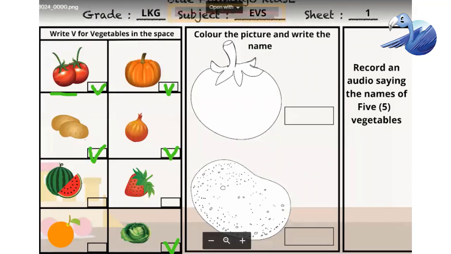Okay, now the next part is, students, you have to color the picture and write the name. You have to color first. So first, look at me, everyone. Tomato is in which color? Red color, no? So first, I will do at the borders. Look at me how I am doing. Like this only you have to do.